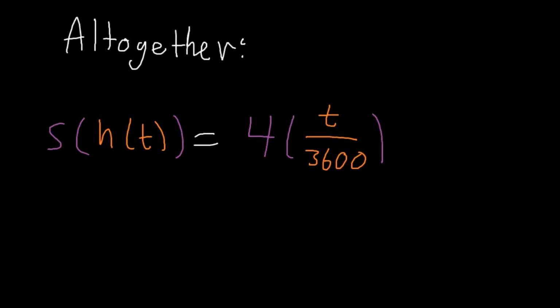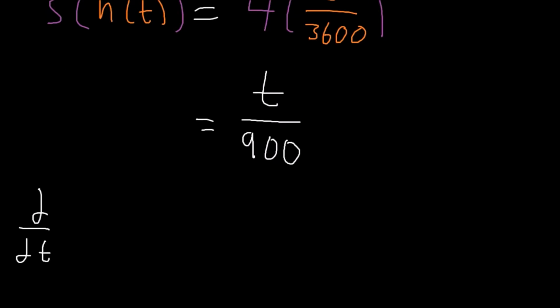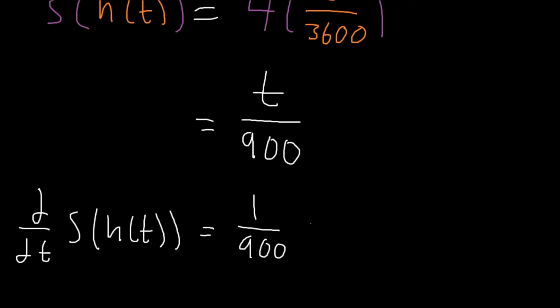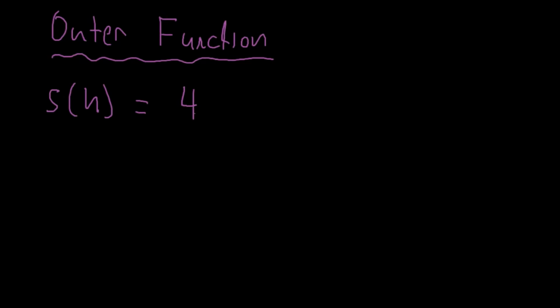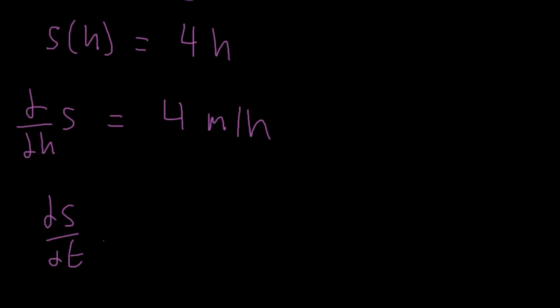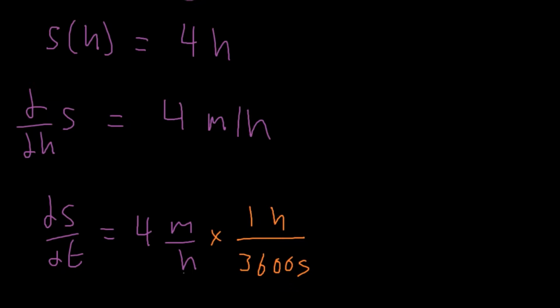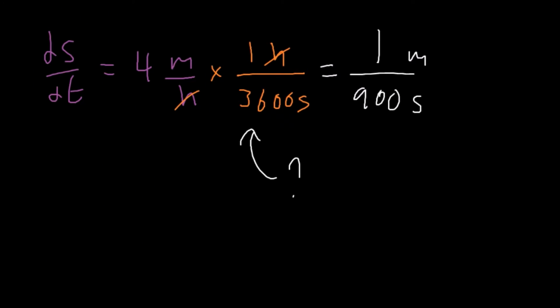So now we can look at the rate of change, where here we are looking at d s of h of t by dt. If we simplified our expression, we'd get s of h of t equals t divided by 900. So the snail is traveling 1/900th of a meter per second. But what if we couldn't simplify it? Well, we know that the snail is traveling at 4 meters per hour, being the rate of change of the outer function. And if we multiply that by the conversion rate, 1 hour per 3,600 seconds, we'd get our answer of 1 meter per 900 seconds.